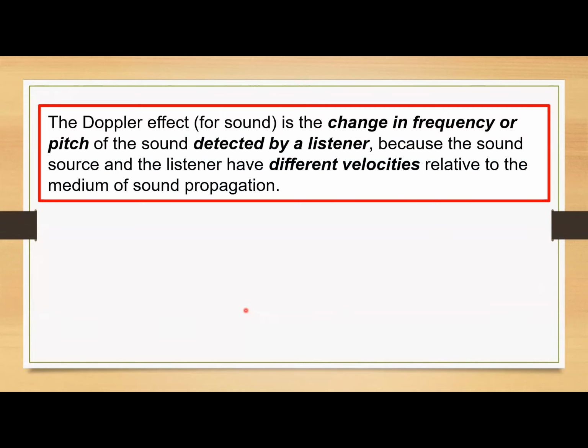Because in the next questions we're going to do, they ask us many times to state the Doppler effect. So for sound, the Doppler effect is the change in frequency or pitch of the sound detected by a listener, because the sound source and the listener have different velocities relative to the medium of sound propagation. Remember, you have a source which is emitting the sound, and that source will have a certain frequency. And then you will have an observer or a listener who is receiving the sound, who can hear it or detect it.